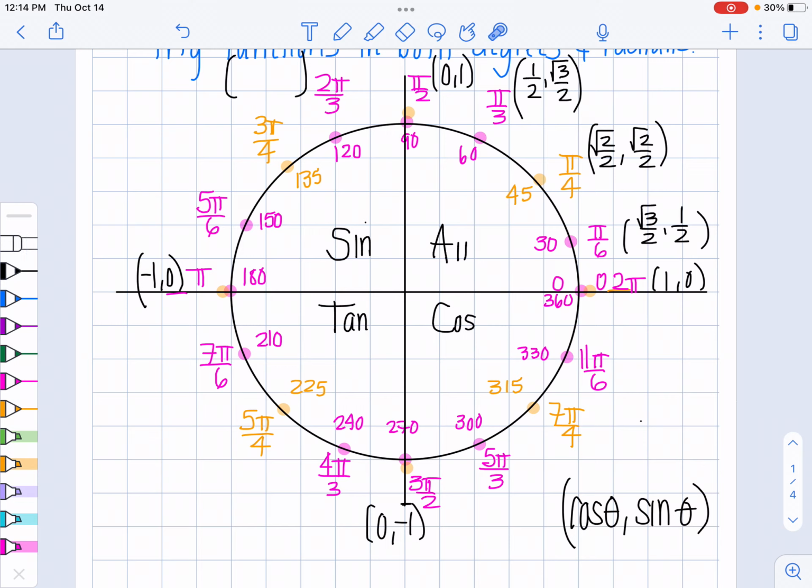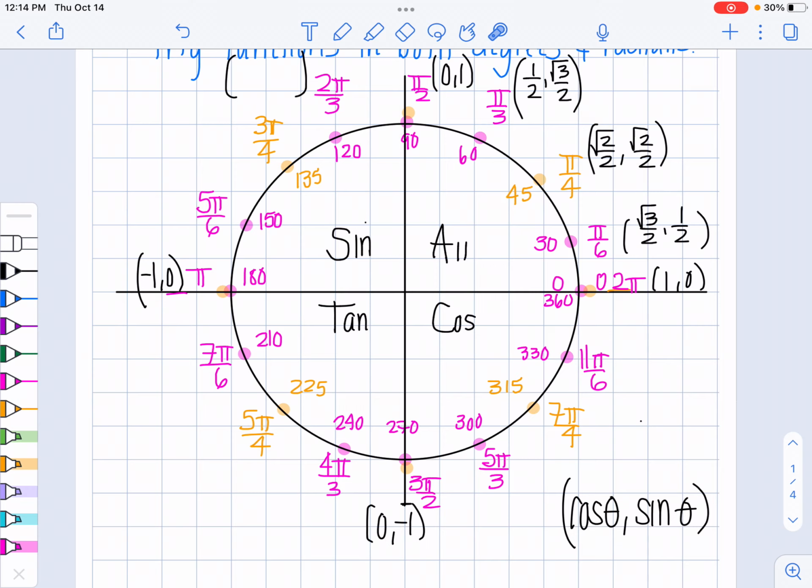So all the dots, we're going to start with degrees, by the way. All the dots that are pink, you count by 30 degrees. So 0, 30, 60, 90, 120, 150, 180, 210, 240, 270, 300, 330, 360. All the orange dots, when you go around the unit circle, you count by 45 degrees. 0, 45, 90, 135, 180, 225, 270, 315, 360.